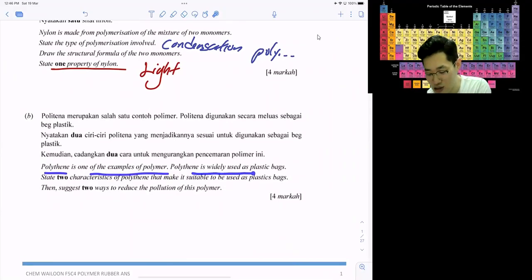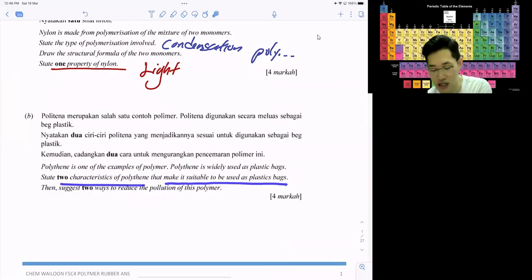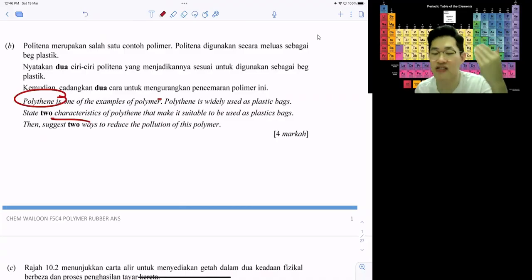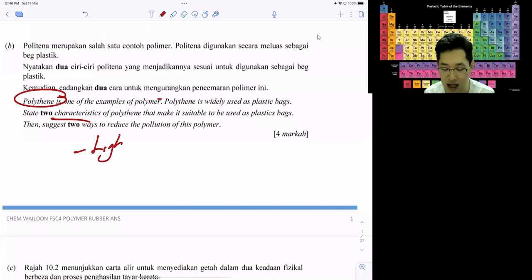Polythene is one of the examples of polymer. Polythene is widely used as a plastic bag. State two characteristics of polythene that make it suitable to be used as a plastic bag. Why do we choose polythene as plastic? Basically, for characteristics of a plastic bag, you just have to give the properties of a plastic bag. We choose it because it's light, it is strong, impermeable.